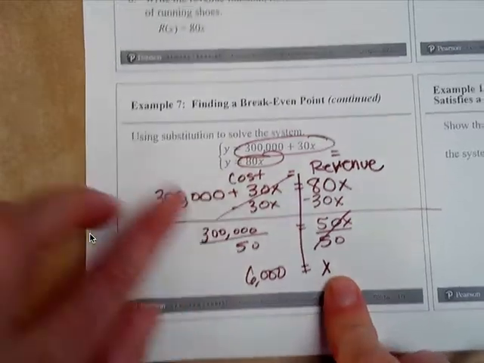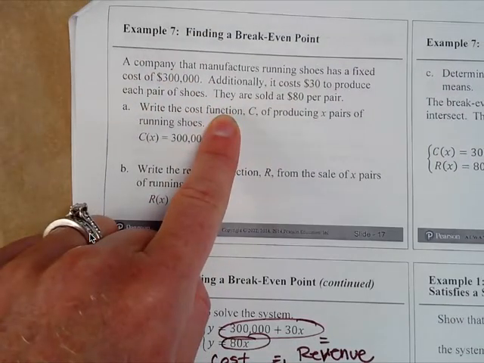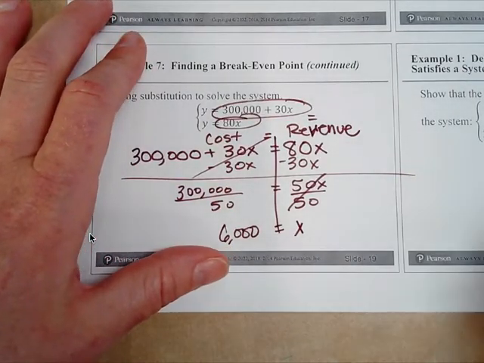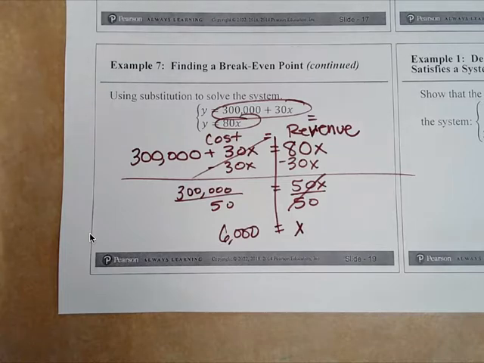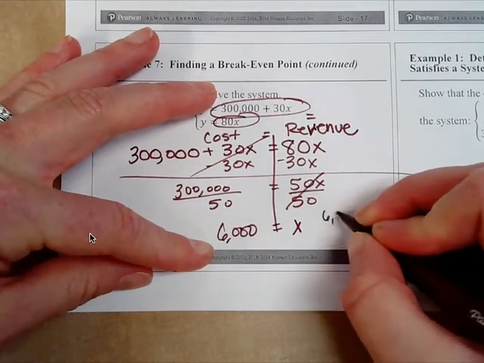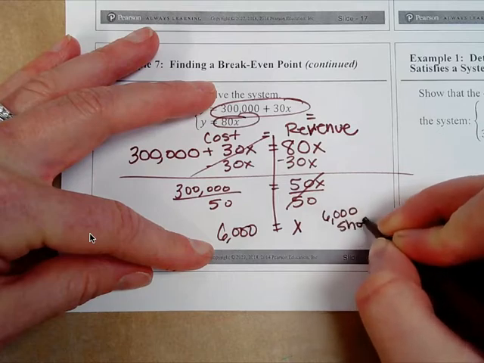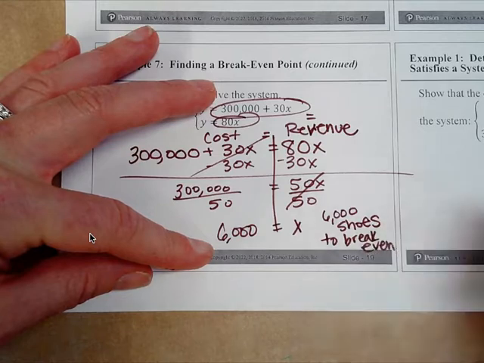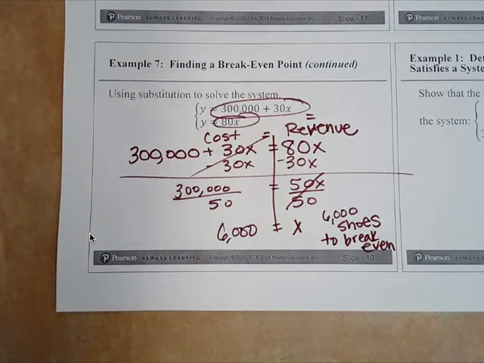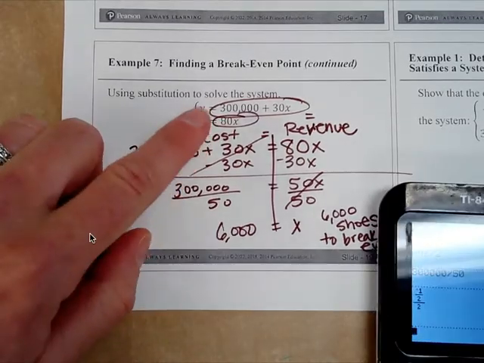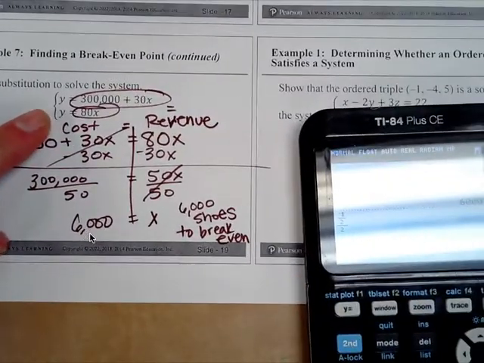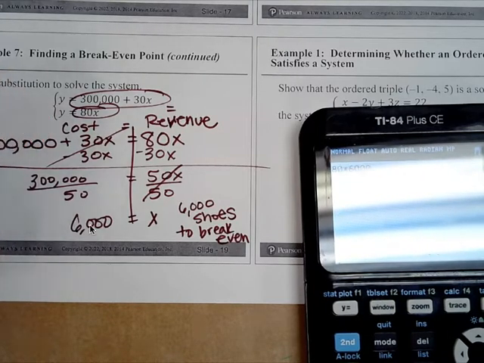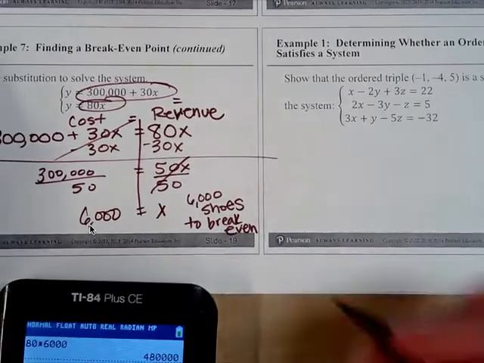So x is, let's see, where does it use x? It's the amount of shoes, right? So after 6,000 shoes, you would break even. It takes 6,000 shoes to break even. Which, if we want to know how much that'll cost, then we would plug it in. An easier one to plug it in would be this 80x. So we do 80 times the 6,000. $480,000.